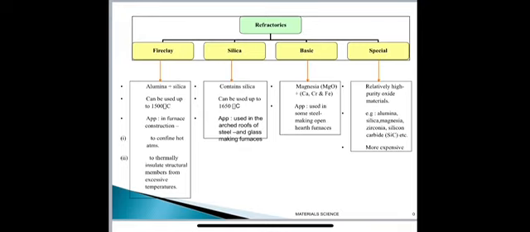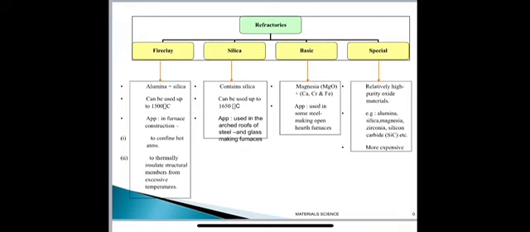Second, silica. Contains silica, can be used up to 1650 degrees Celsius. Application: used in the arched roof of steel and glass making furnaces. Third, basic. Magnesium oxide plus carbon, chromium and ferrum. Application: used in some steel making open hearth furnaces.